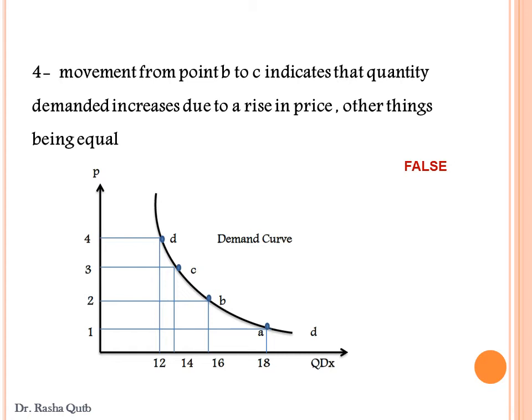Because movement from point B to point C indicates that the quantity demanded decreases, not increases, due to a rise in the price level. Here we are moving on the same demand curve. As the price level increases, the quantity demanded decreases, not increases, and this is called a change in the quantity demanded.